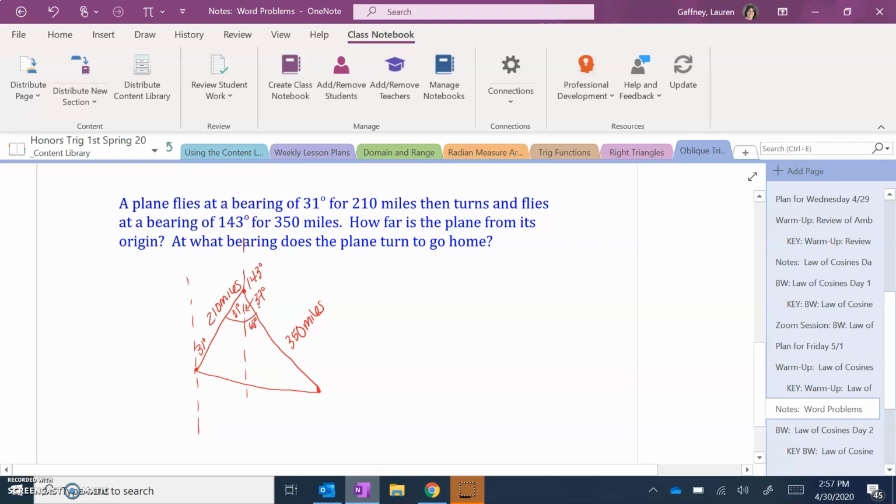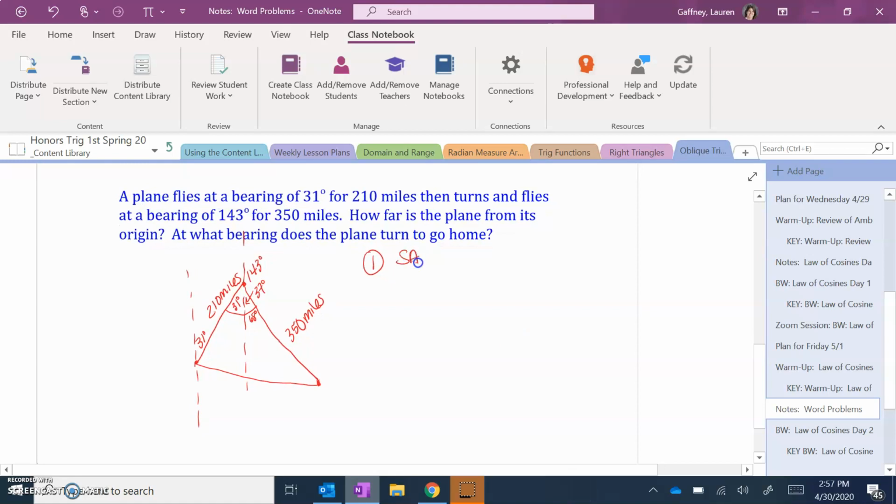From here, we want to find the missing side. How far is the plane from its origin? If you think about this, we have a side, this whole angle, and a side. So for the first question, we have side, angle, side, so we can do the law of cosines. So c squared equals a squared plus b squared minus 2ab cosine C. I'm going to call this side my c. It doesn't matter which of these is your a or b.